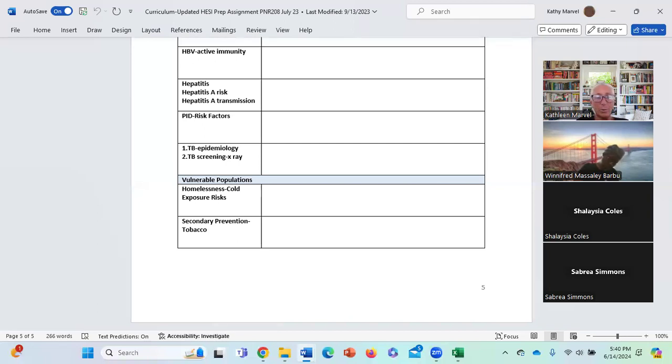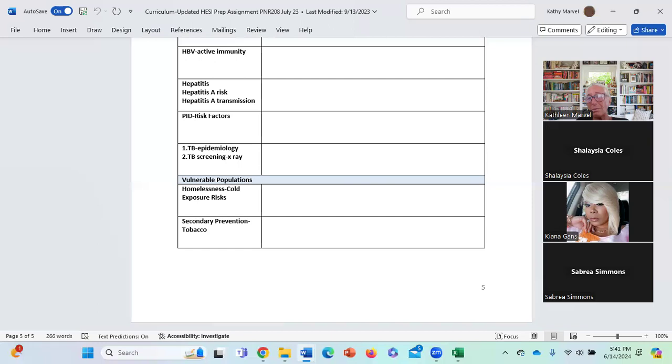Last was vulnerable populations, homelessness, cold exposure. So what do we think the clinical judgment is going to ask? Maybe what they present with, what the environment is, what the situation is? You can identify the individuals that are most at risk. Yeah, there you go. Yeah, absolutely.